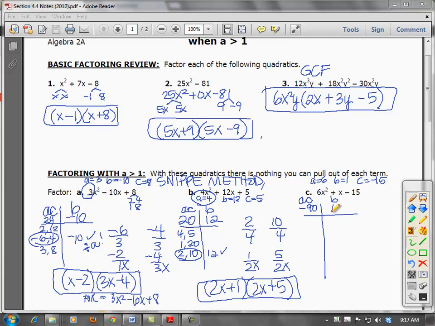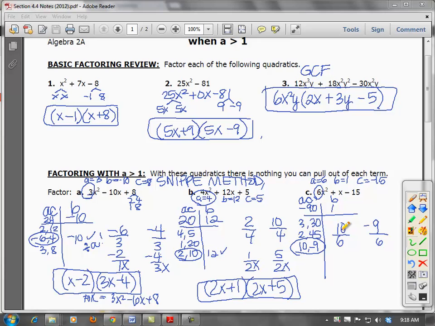I could have 3 and 30, or 2 and 45, or 10 and 9. And I'm going to use 10 and 9 because 10 and 9 can somehow get me 1. Now the problem is I need a negative 90, so the 9 has to be negative, because then 10 minus 9 is 1. So I take my factors, 10 and negative 9, and I divide each by my A value, my leading coefficient, and I reduce.